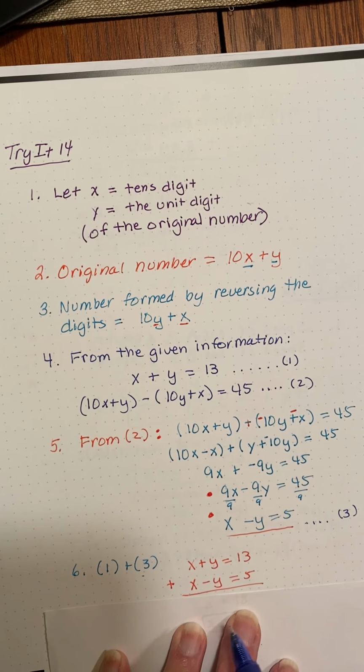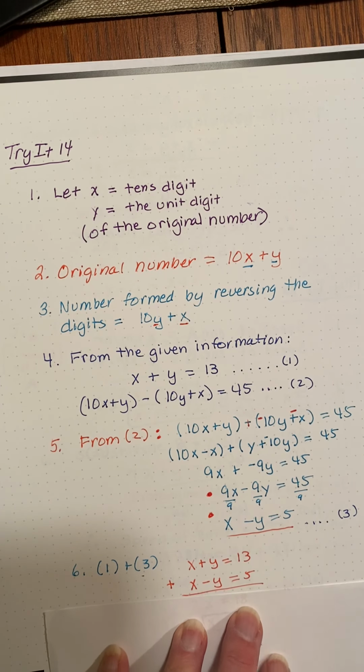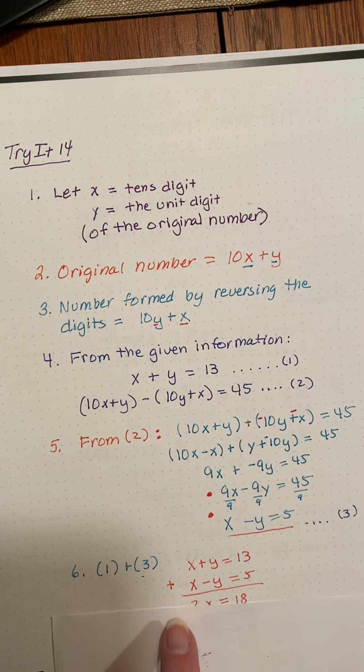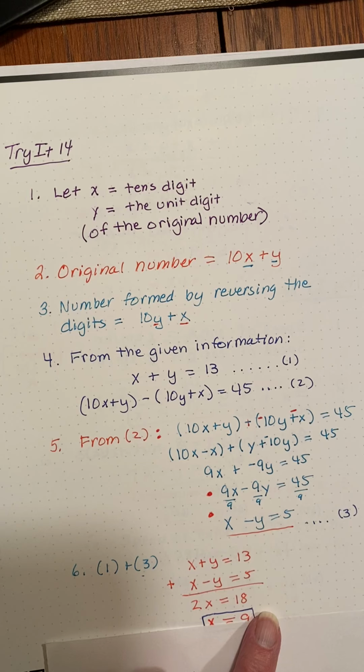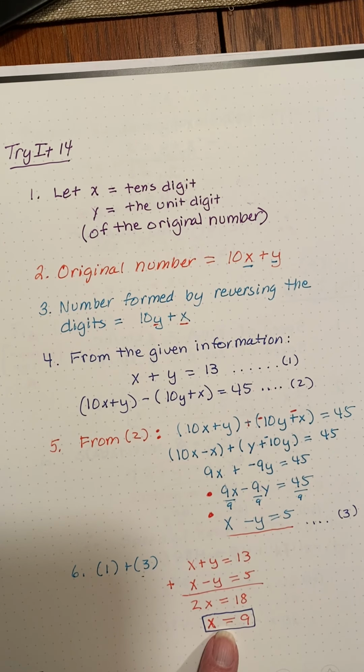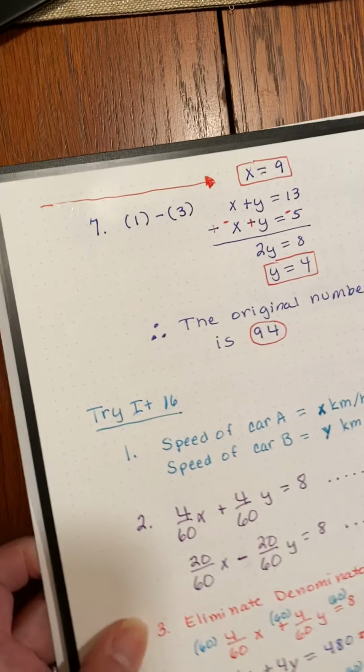And then I'm going to add to that x minus y equals 5, and you can see why I want to do that. So I end up with 2x, and of course the y's eliminate, equal 18. Divide through by 2. X is going to equal 9. So now I have one value. X is 9. Turn the page. This takes up a lot of room.